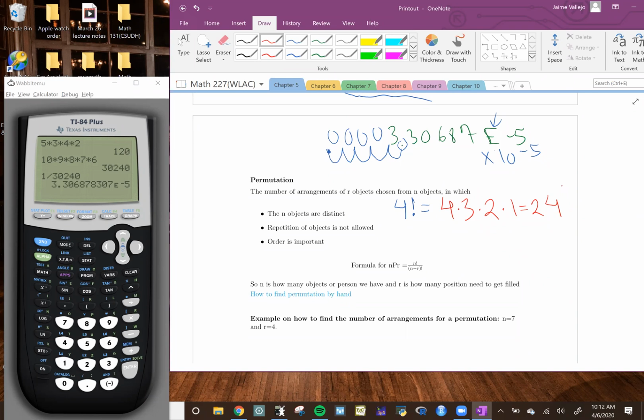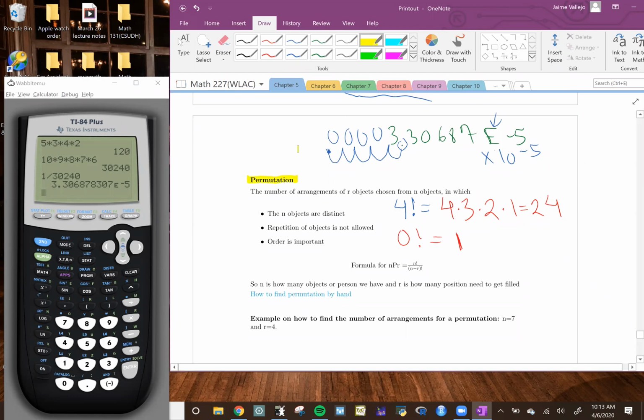There's also a special case scenario. If you have 0 factorial, this is yes equal to 1. So if you get 0 factorial, it doesn't make it equal to 0. It actually is equal to 1. All right. Everybody get kind of what a factorial is? Yeah. Cool. All right. So we're going to work on permutation.